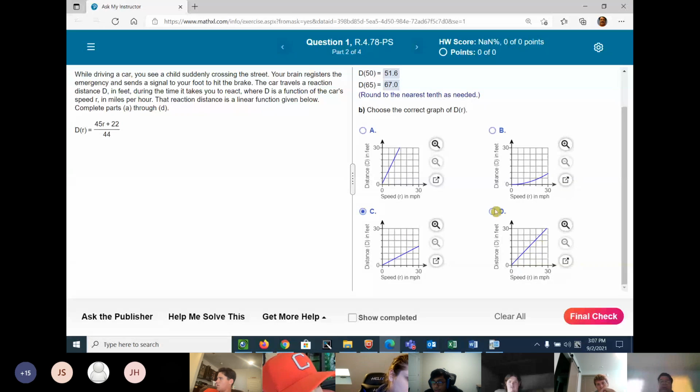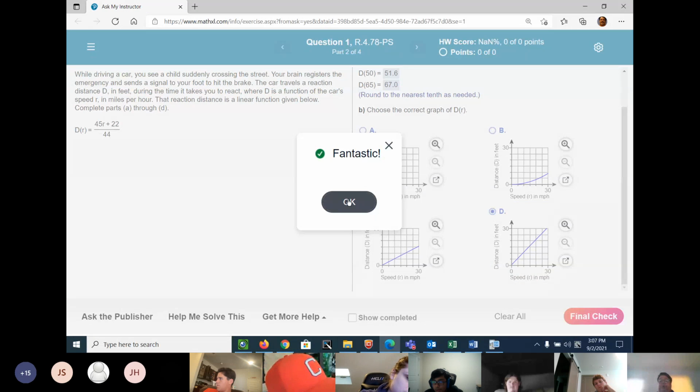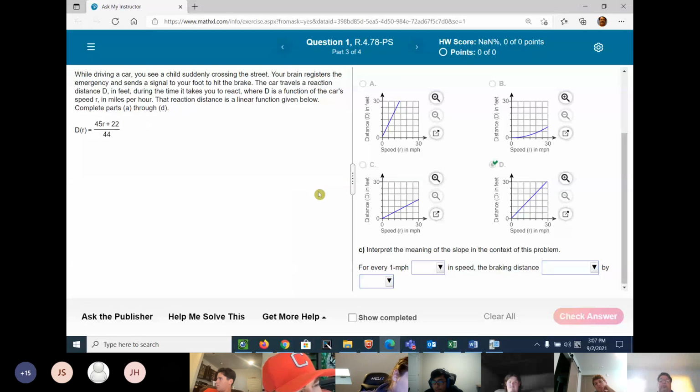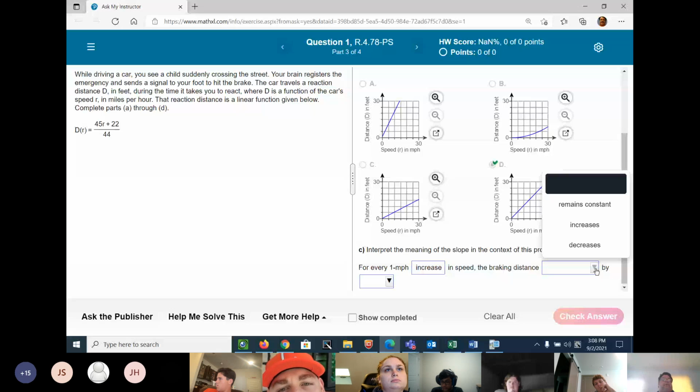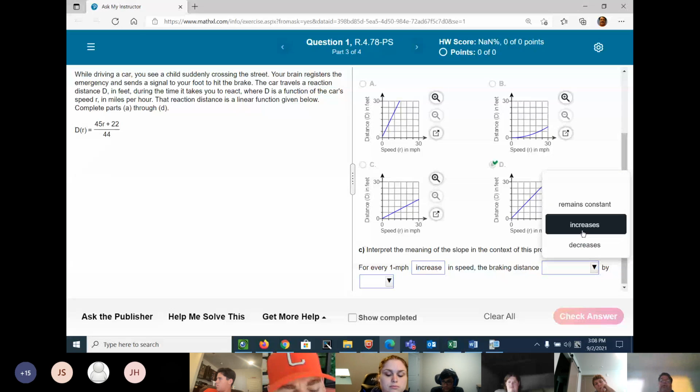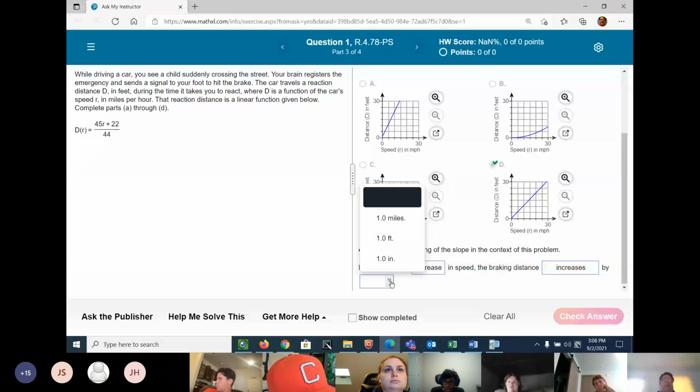Oh my gosh. Now this is a little bit too much. Interpret the meaning of the slope in the context of this problem. For every 1 mile per hour increase in speed, the braking distance increases by 1 foot, almost 1 foot. What's 45 divided by 44? It's around 1. I'm going to say 1 foot.